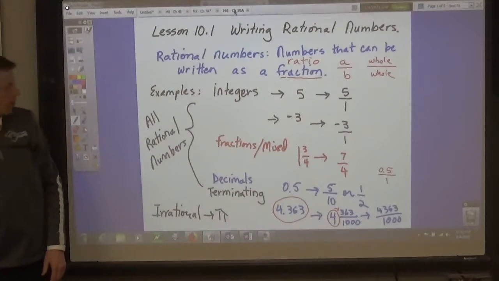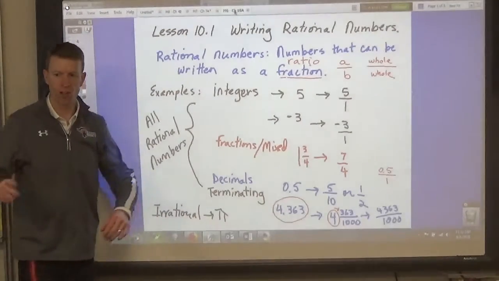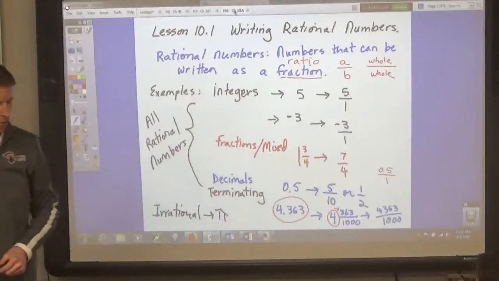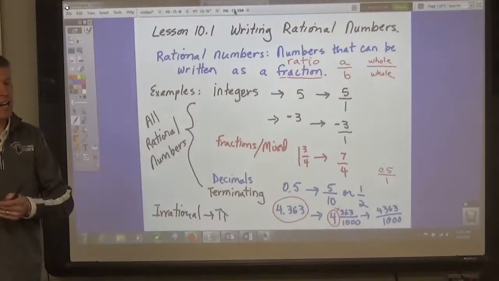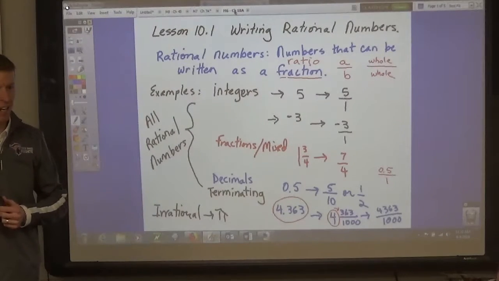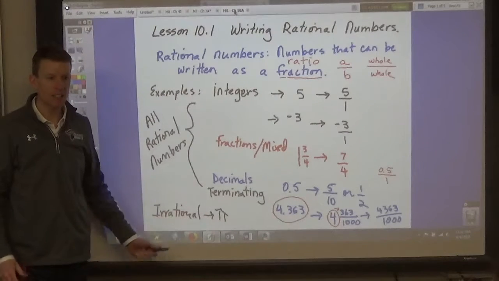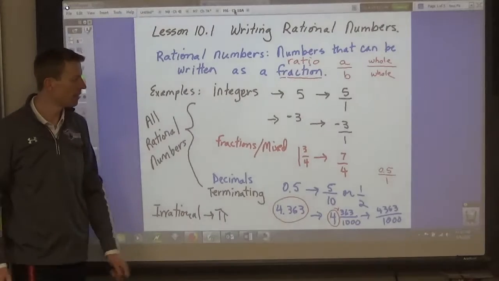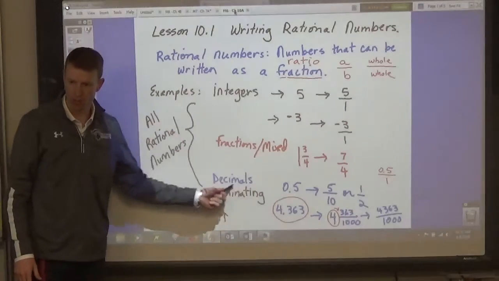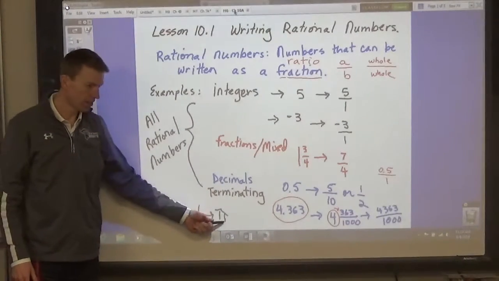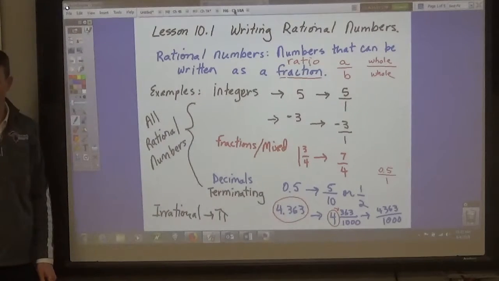Okay? Here's an example. The number for pi. 3.141596254, I think, something. And it never ends. That decimal never ends. It just goes on and on and on. So that's called an irrational number. If it's a decimal that never has an ending, it's non-terminating. Decimals that end are called terminating decimals. Decimals that don't end, like pi, are called irrational numbers.